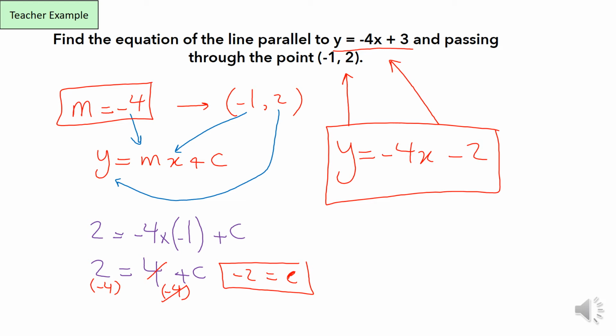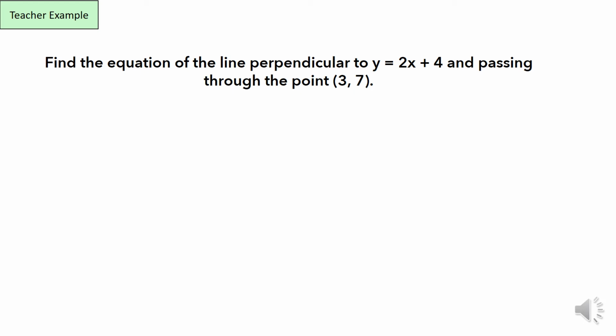Okay? So let's proceed to the next type of question. Find the equation of the line which is perpendicular to y equals 2x plus 4 and passing through the point 3 and 7. It's very similar to the previous question, but instead of being parallel, it's perpendicular. What it means for this question is that one of the lines will look like this, for example. The other line will be perpendicular like that. So the angle between them will be 90 degrees.